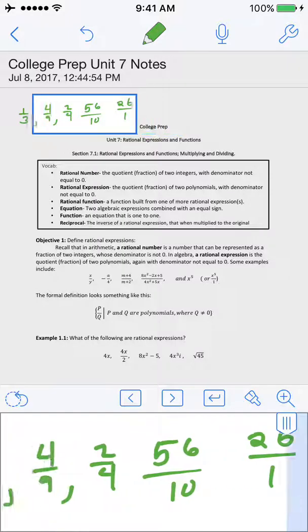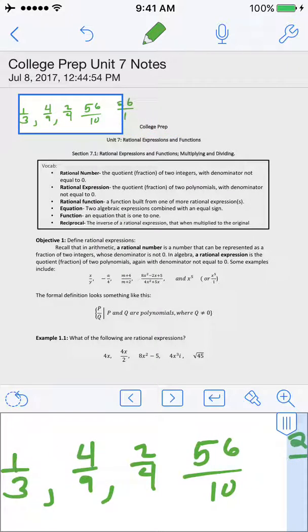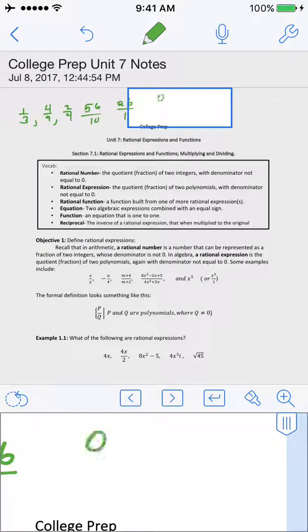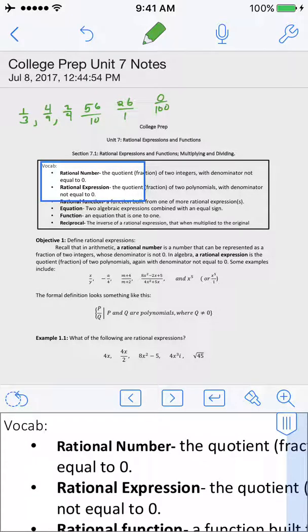Because this also means divided by. All of these are 1 divided by 3, 4 divided by 9, and we would never want to divide by 0. So we can have any fraction we want. We could even have 0 over 100, right? That's still an appropriate fraction. We just reduce it down to 0. Those are our rational numbers.